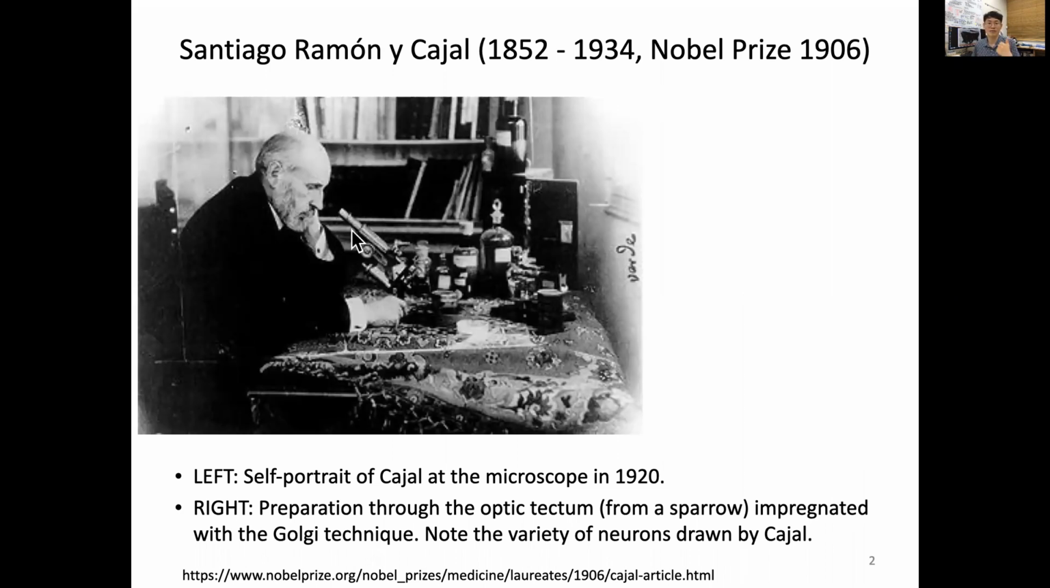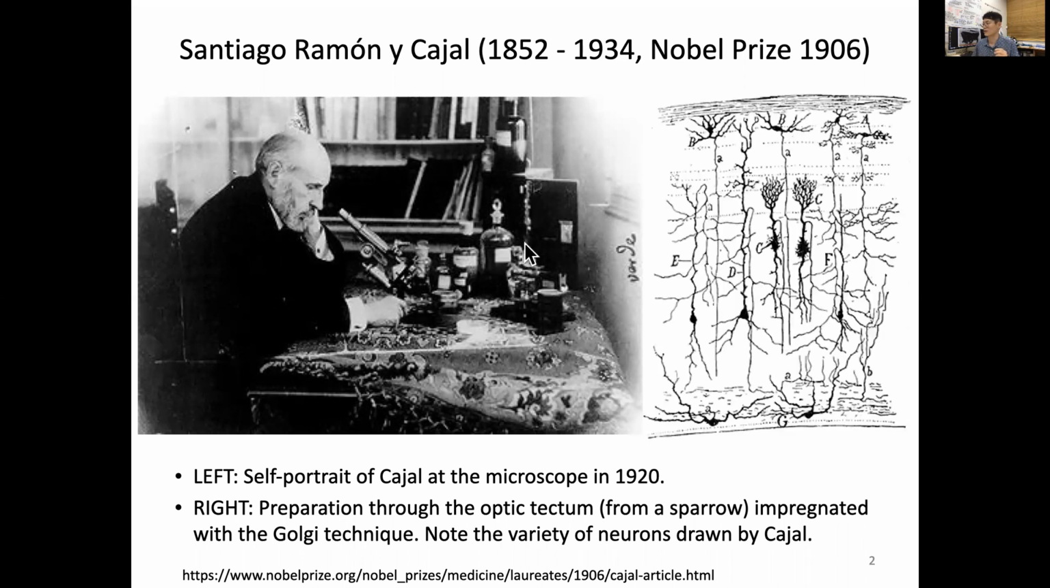He had a microscope, and you can see various chemicals which he used for the Golgi staining method, and he was originally very good at drawing. So here's an example. This is a preparation from a spinal optic tectum with the Golgi technique. You can see these beautiful single neurons and various kinds of neurons, drawn by Cajal.